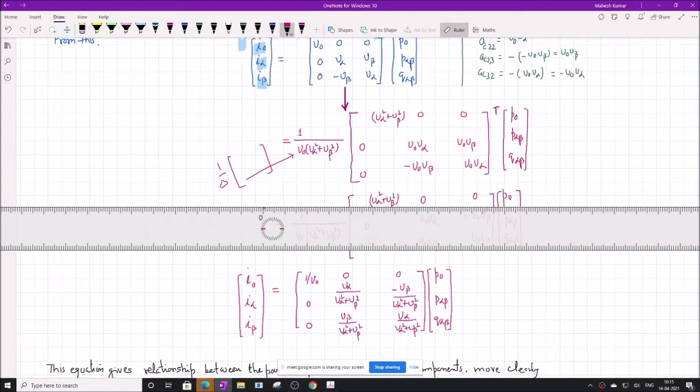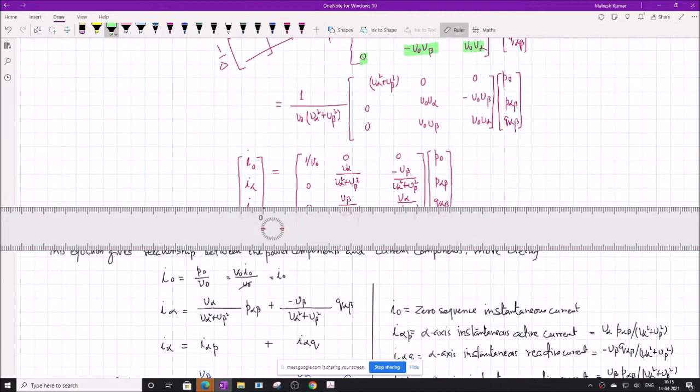So the cofactors are V alpha square plus V beta square here, the first element. The second is 0 and 0, this is 0 and 0. And the next are V0 V alpha cofactor, V0 V beta, minus V0 V beta, and V0 V alpha. If we transpose this matrix, we will get this one. And this one, minus will come here, plus will come here, and they remain zero in all the other places. And this is 1 by the determinant, that is 1 by V0 into V0, V alpha square plus V beta square. This side is P0, P alpha beta and Q alpha beta.